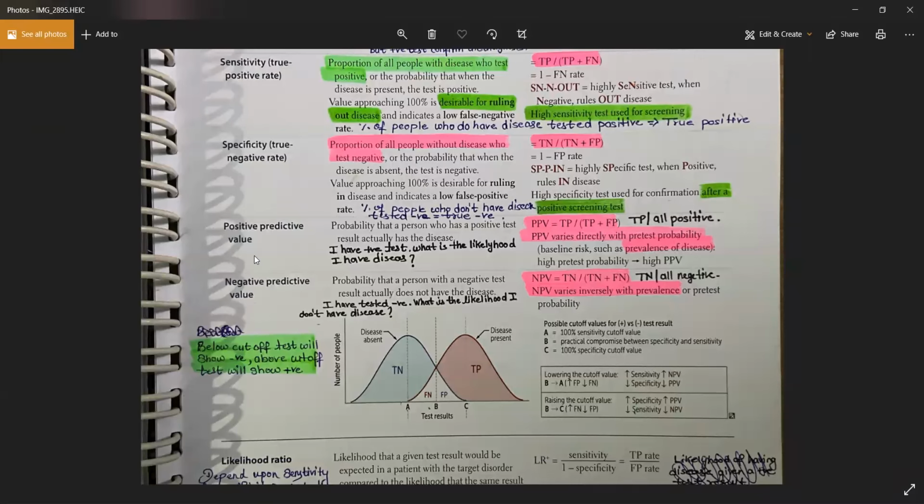Now I'm asking you, I have got a positive result. Now, what are the chances that I'm actually negative? I already know the PPV. The examiner has given me the PPV. Now the examiner is asking me what are the chances of this patient being actually negative when the test is positive.